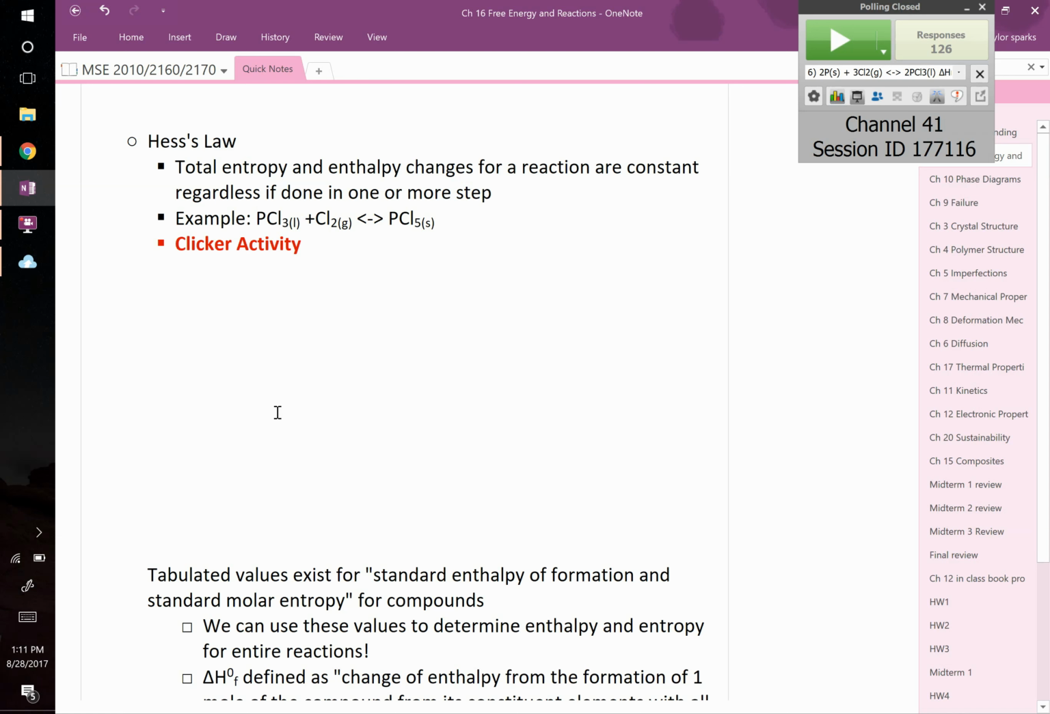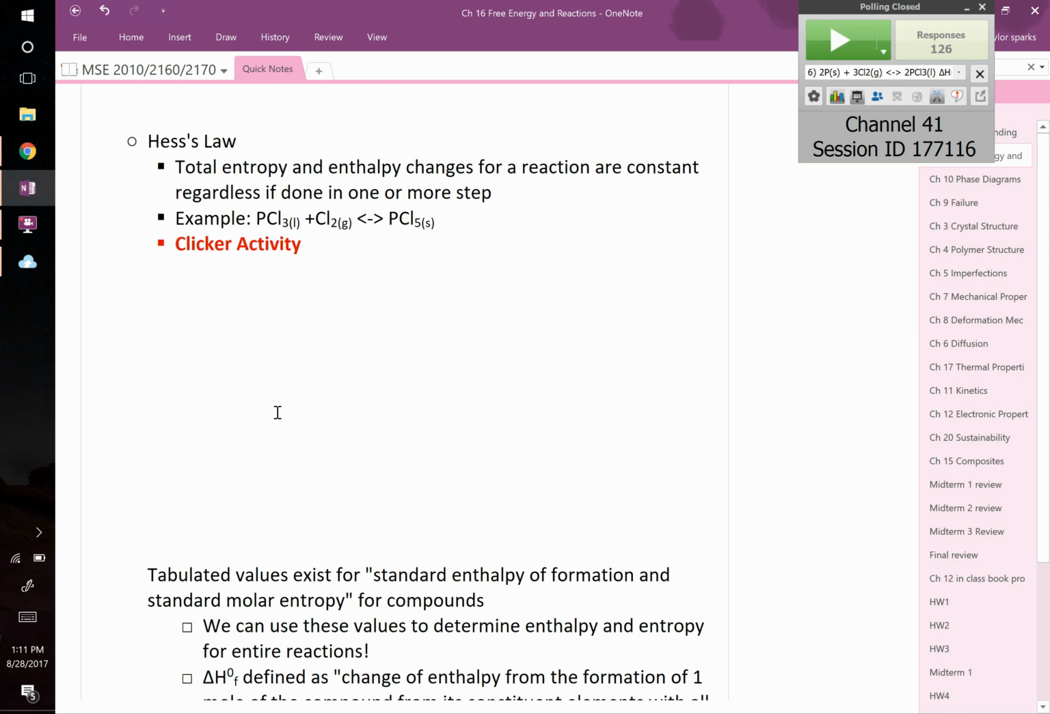Hess's law has to do with, all right, for these reactions, generally speaking, things go up or down. Now we're going to talk about how we can calculate them. And the key part of Hess's law is that you can calculate the entropy change or the enthalpy change if you do it step by step or all together. That's the real key takeaway.